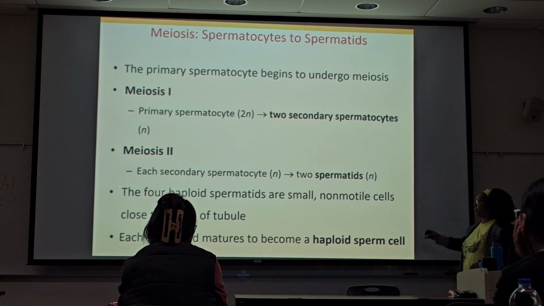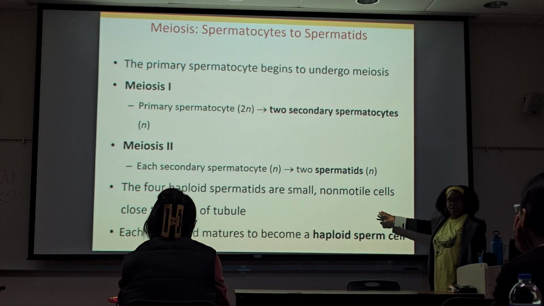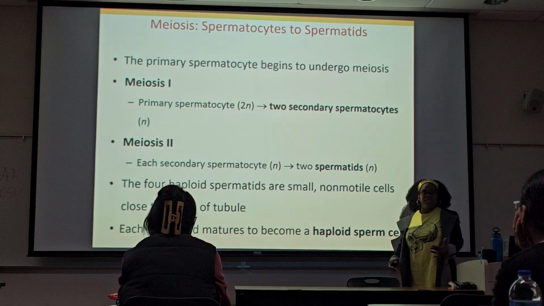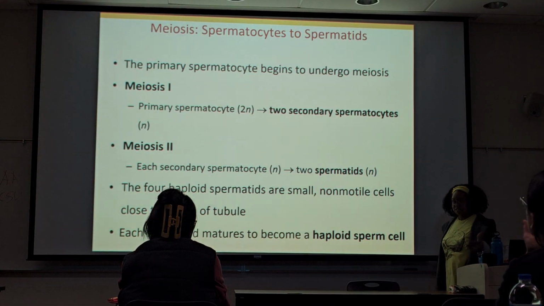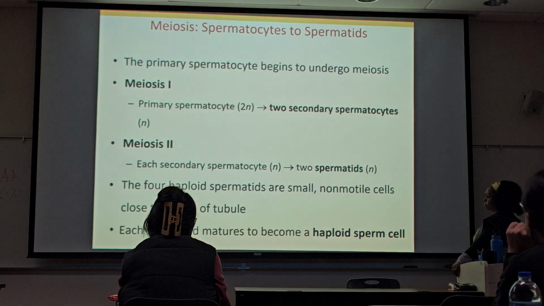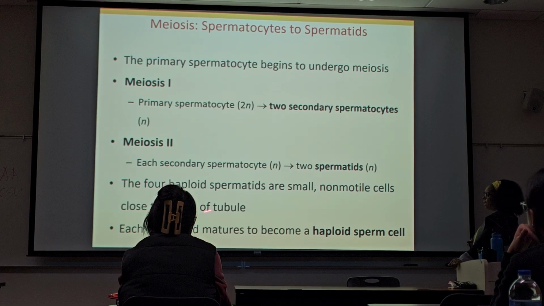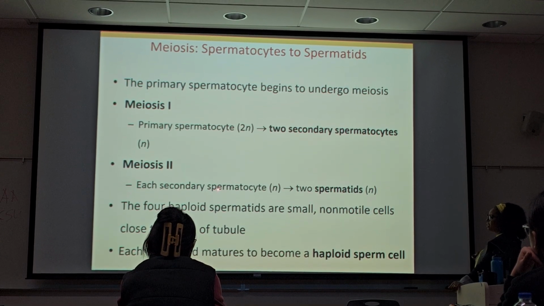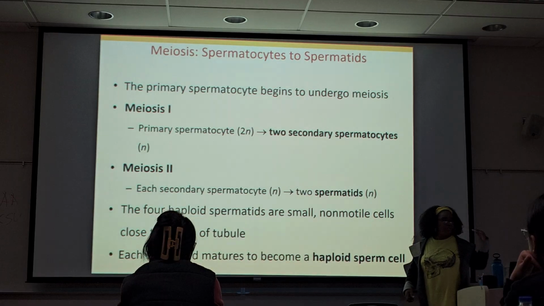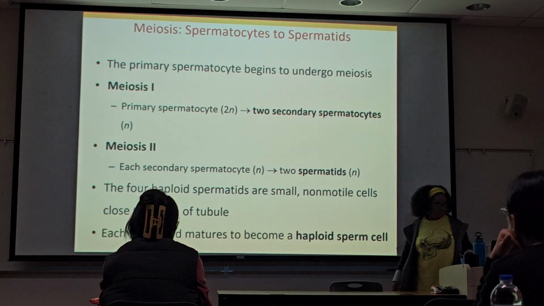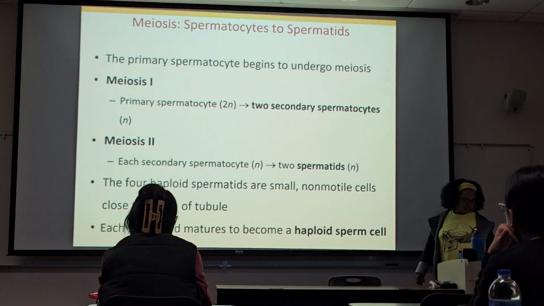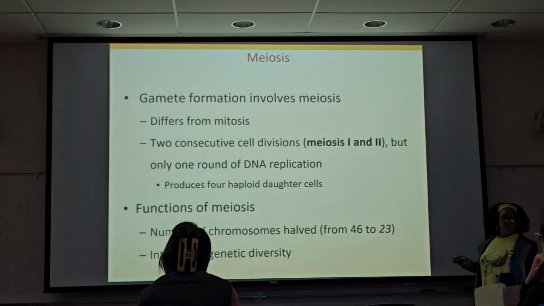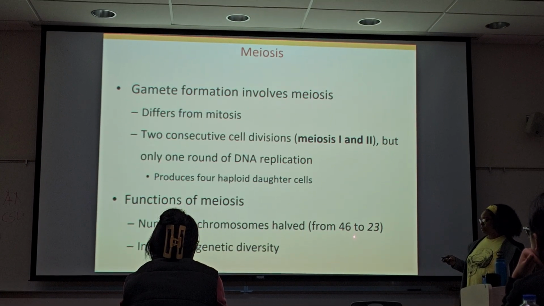They aren't motile yet. They don't start off being able to swim. They have to mature. And they have to go through the process of physically changing into having a tail so that it can swim. But as they are changing this way, as they're going through this process, they move from the wall of the seminiferous tubule into the lumen of the seminiferous tubule. So the function of meiosis was to divide those chromosomes in half, from 46 to 23 chromosomes.